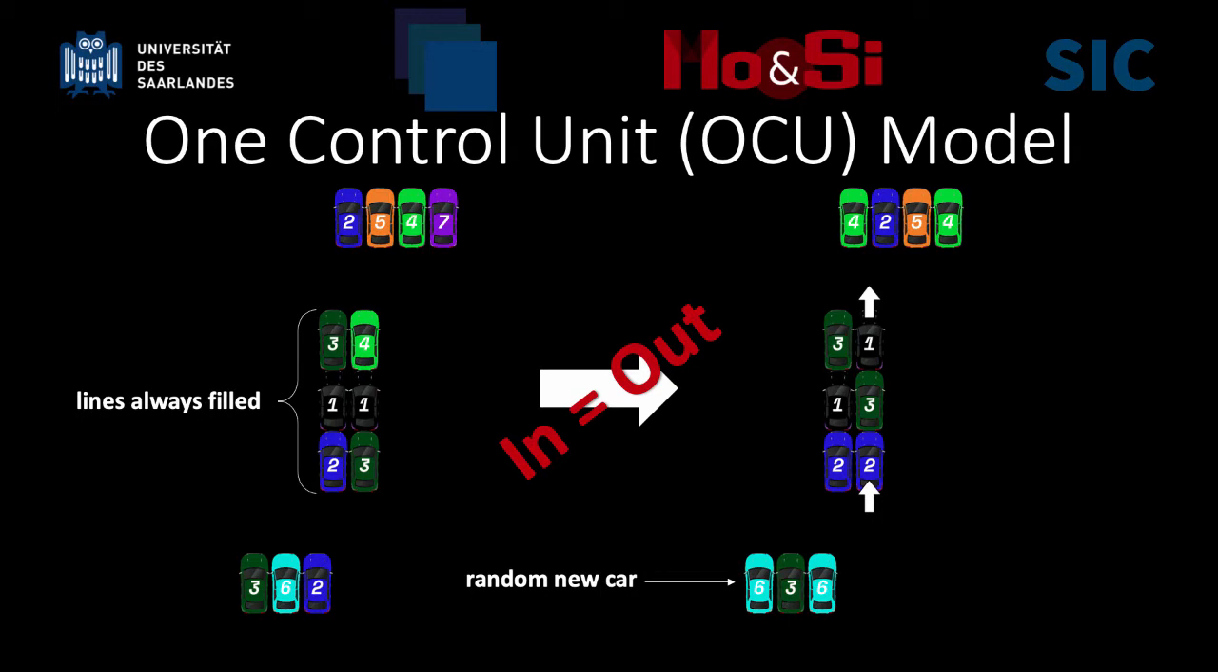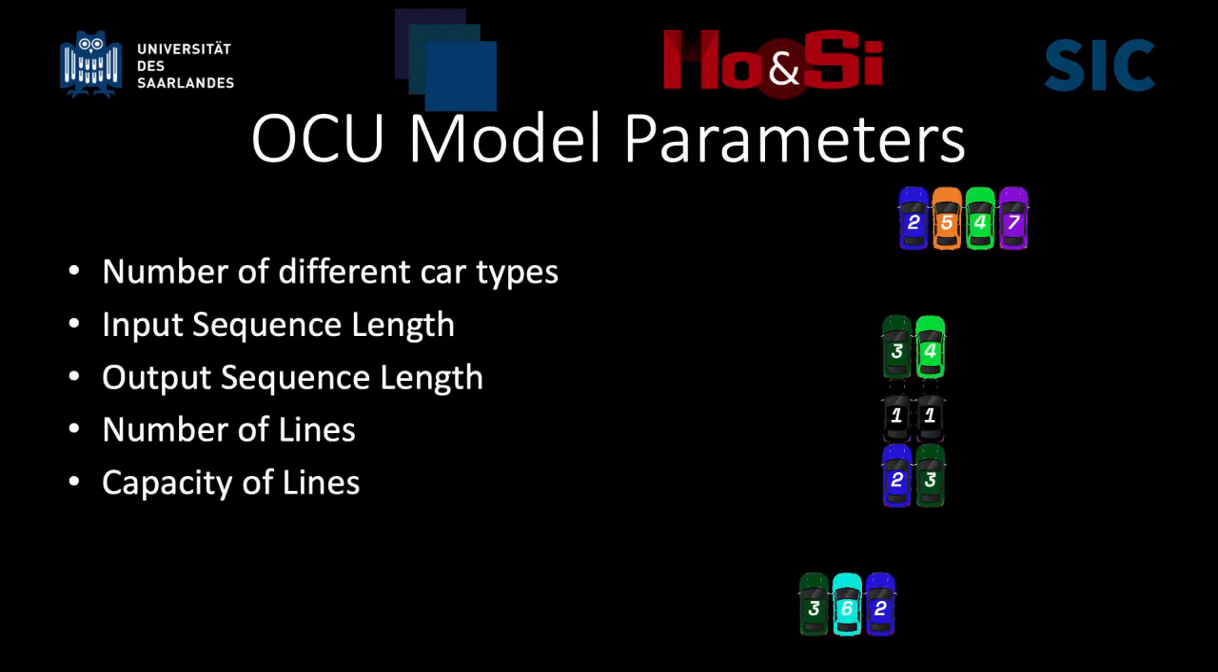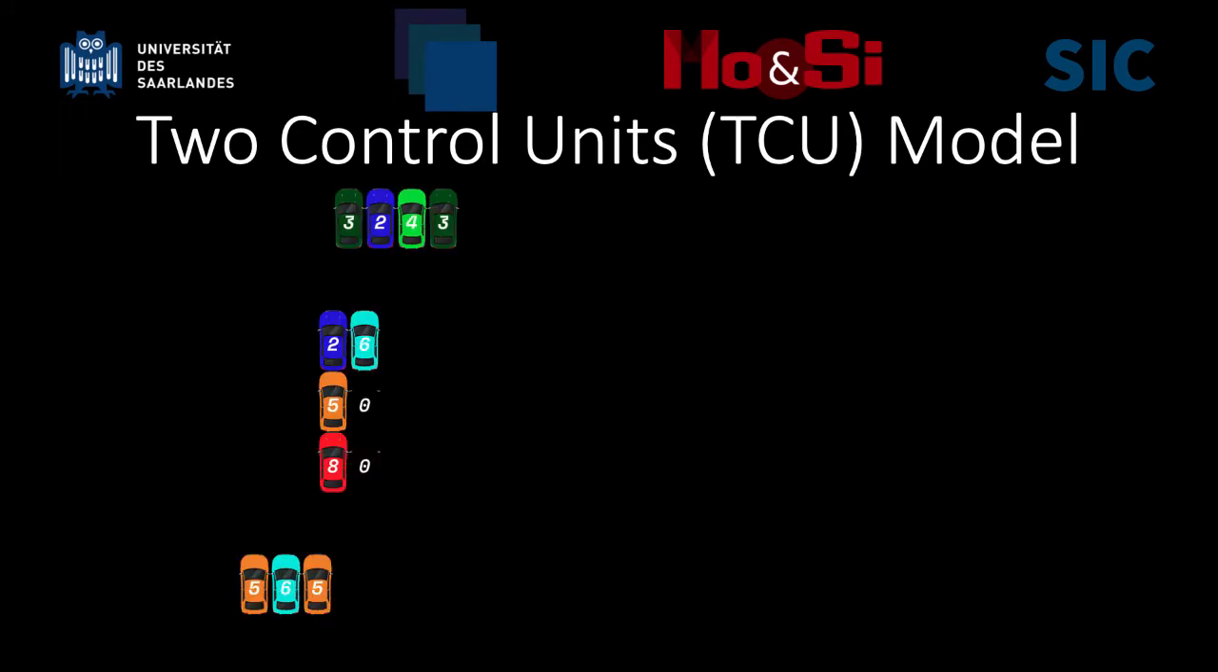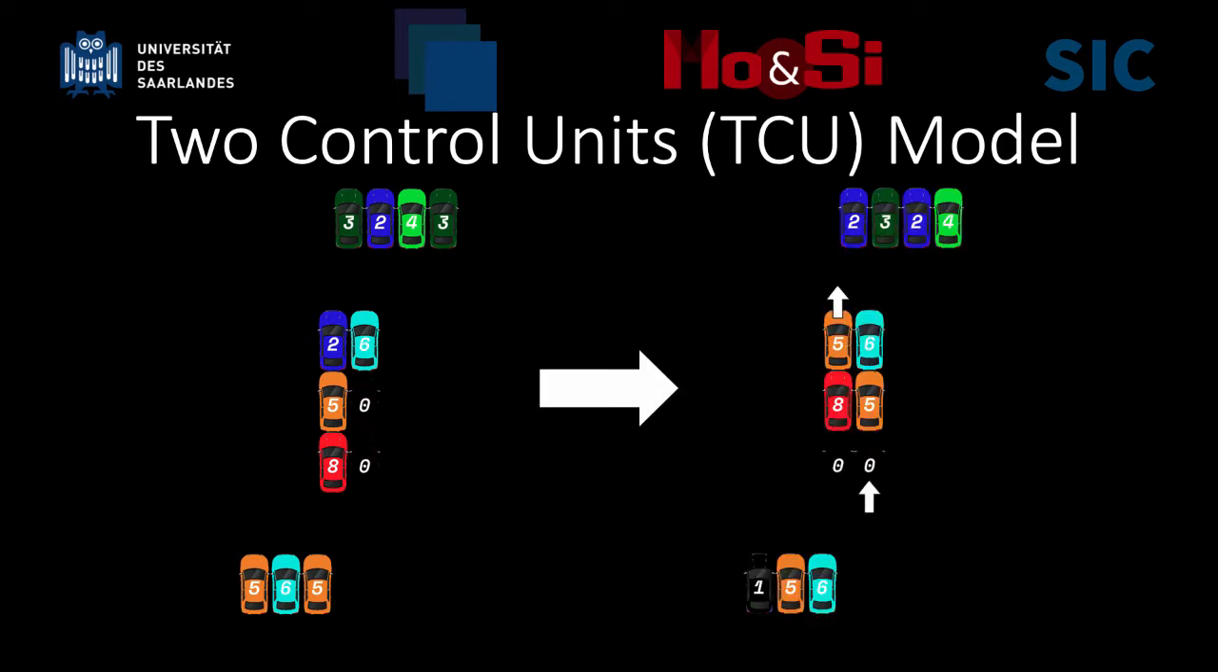While you here see an example that is quite small, our model is completely parameterized. You can alter the number of different car types, as well as the length of the input and output sequence, and also the number and capacity of the lines in the buffer. For the Two Control Unit model, TCU, we drop the assumption that one always needs to insert and take out from the same line. Therefore, we need two different control units controlling where to store a car and where to take out a car from, respectively.